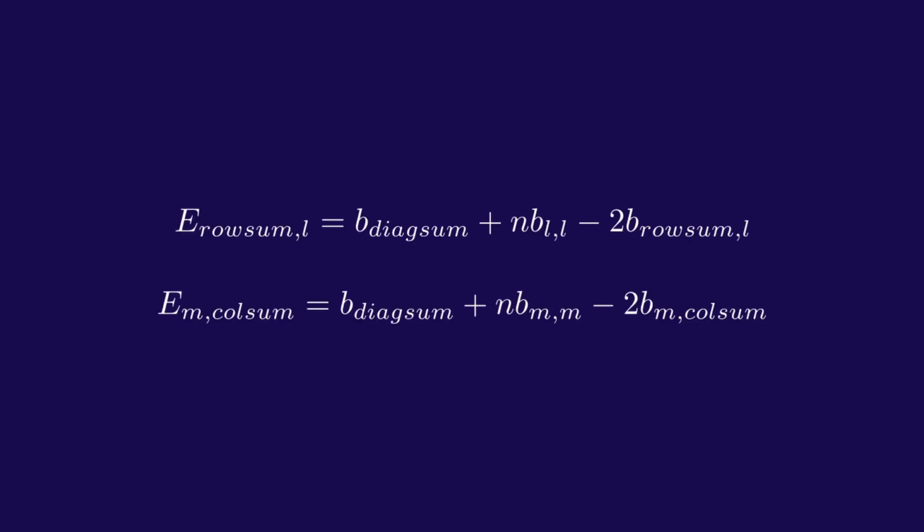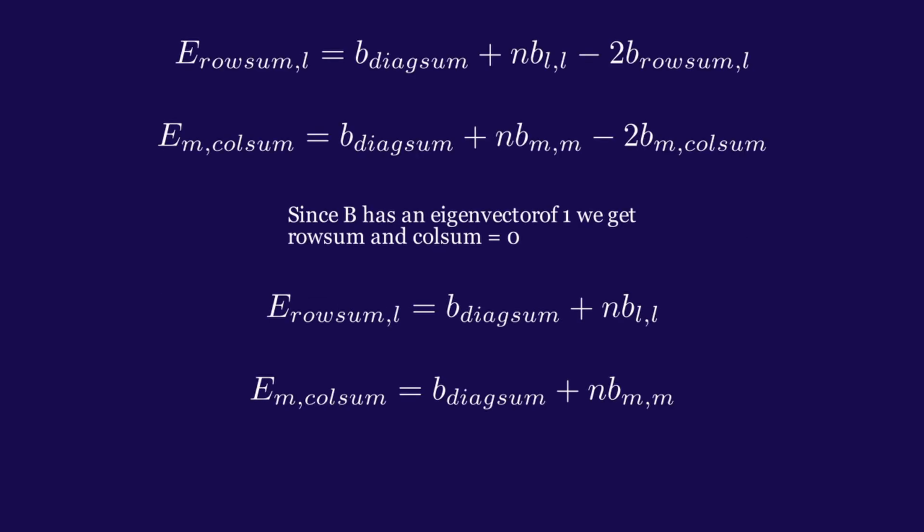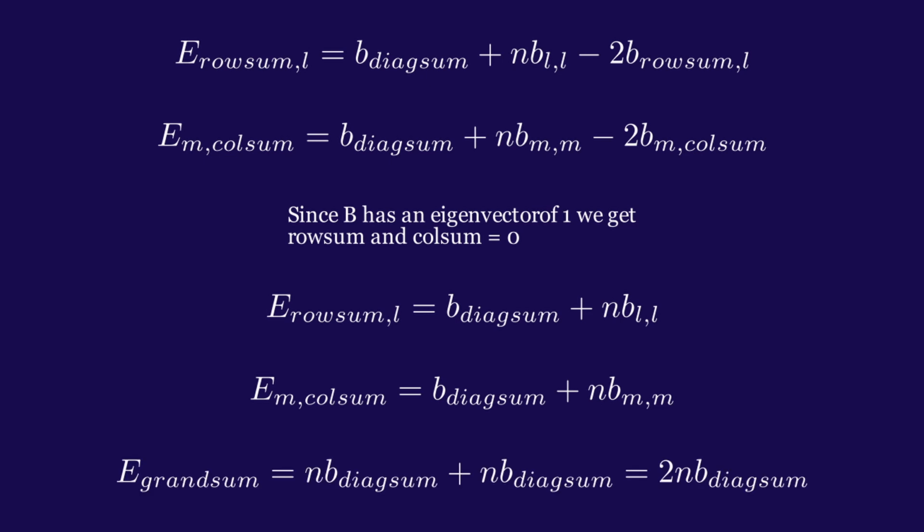A similar column sum formula can also be found. But if we're trying to find the centered inner product matrix, those row sums equal 0. And so does the column sum. So we can simplify our formula now. And the final piece of the puzzle is the grand sum over the Euclidean distance matrix, which ends up being n times the diagonal sum times 2.